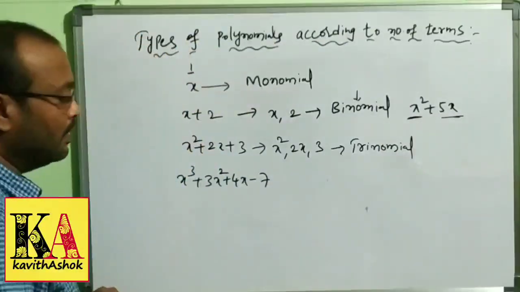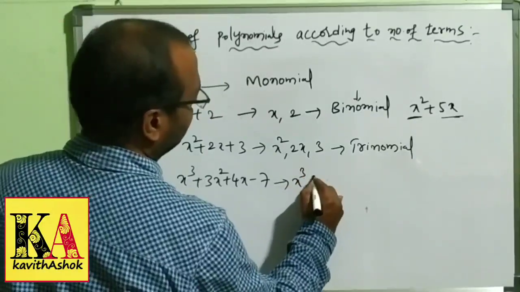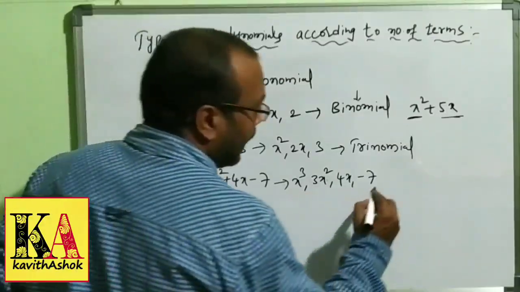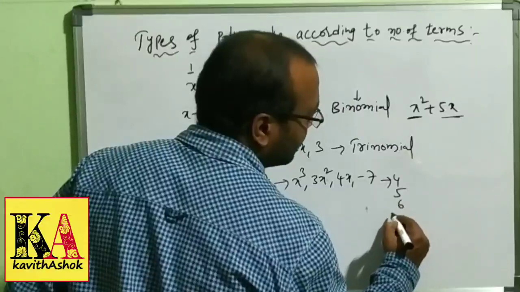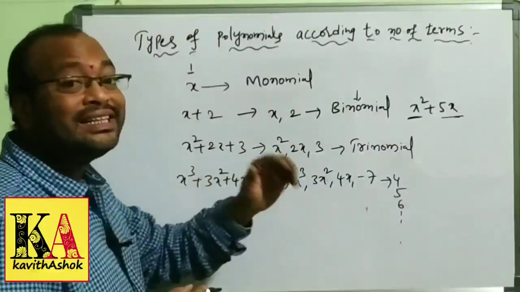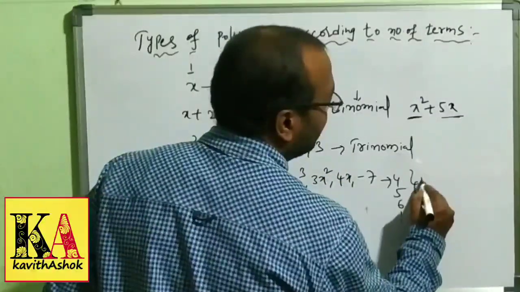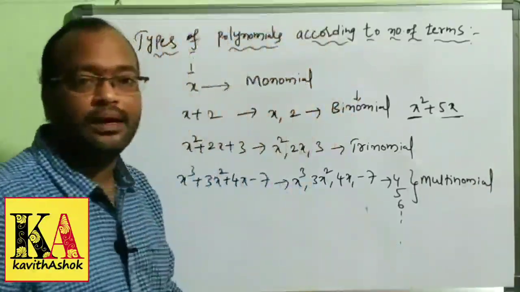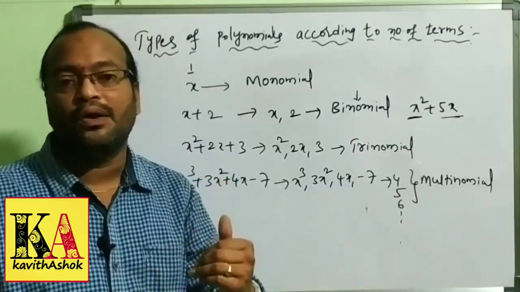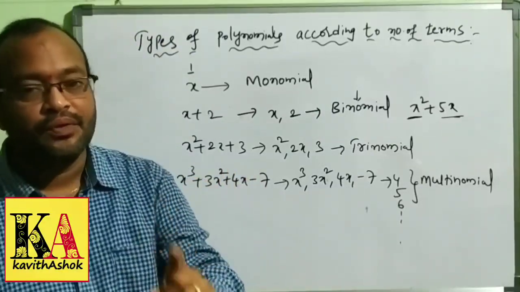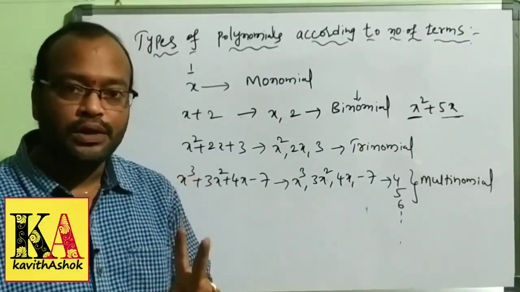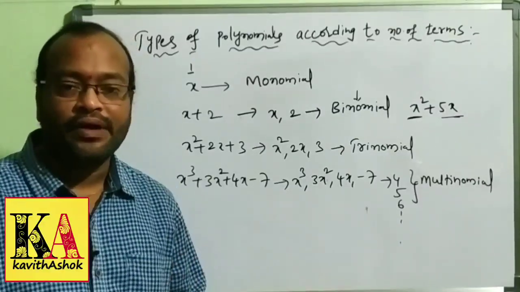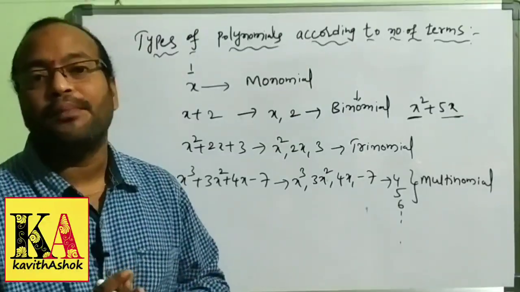This is a trinomial. Here, x cube is one term, 3x square is one term, 4x is one term, minus 7 is one term. How many terms are there? 4. Whether the terms are 4, 5, or 6, or so on, whatever it may be, if more than 3 terms are there, we can call that a multinomial. According to the number of terms contained in the polynomial, we can divide the types. If only one term is there, a monomial. If 2 terms, binomial. 3 terms, trinomial. 4 terms, multinomial. 5 terms, 10 terms, 100 terms, whatever it may be, that is called multinomial.